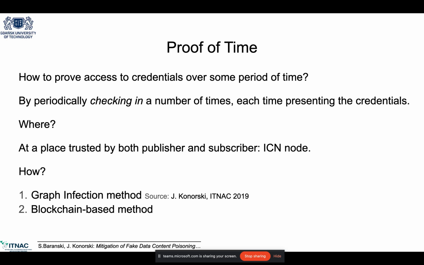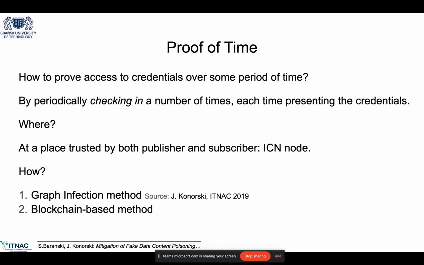It remains to specify how to prove access to time. We propose a mechanism of periodically checking in. By checking in, we understand performing an operation that requires access to the credentials. If extended over some period of time, periodic checking in is equivalent to having access to the credentials over that time, which constitutes the postulated proof of time.